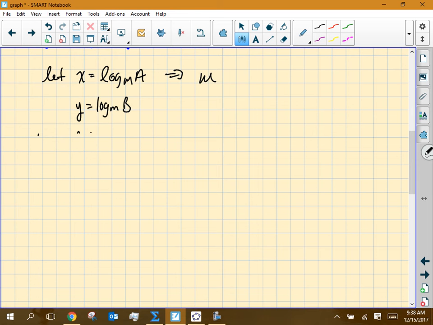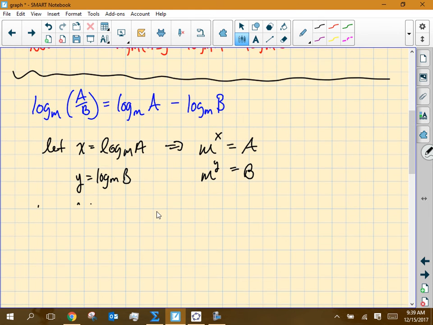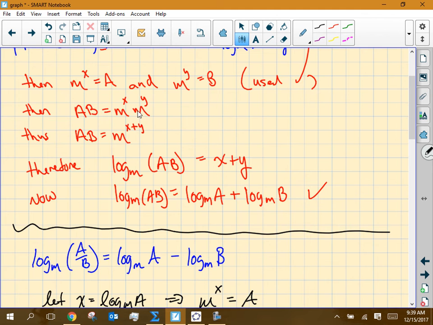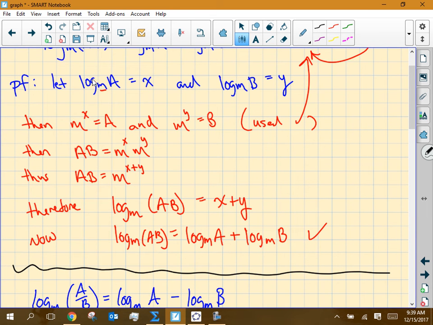So m to the x is equal to a. M raised to the x is equal to a. And m raised to the y is equal to b, right? If you parallel this to the last one we did, it's the same concept. We took this expression, changed it to an exponential. Take that equation, change it to an exponential.